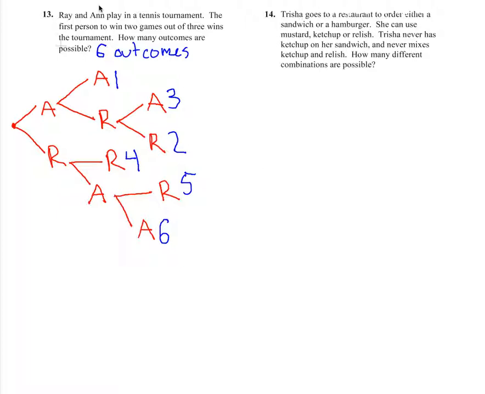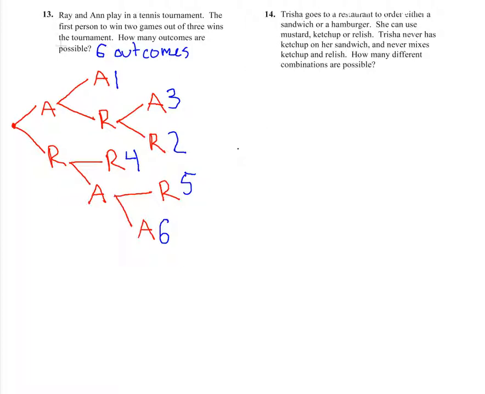All right, so now let's focus on question 14. Trisha goes to a restaurant to order either a sandwich or a hamburger. She can use mustard, ketchup, or relish. Trisha never has ketchup on her sandwich and never mixes ketchup and relish. How many different combinations are possible? With this one, there are a few more restrictions and limitations on this problem.